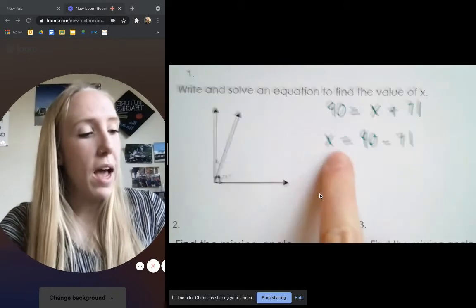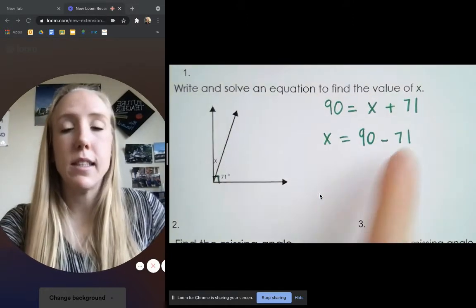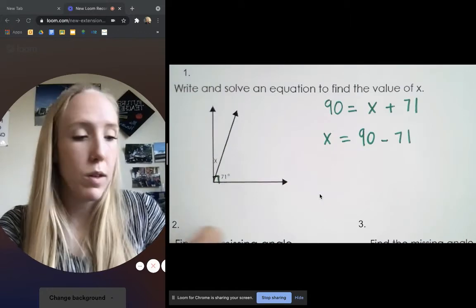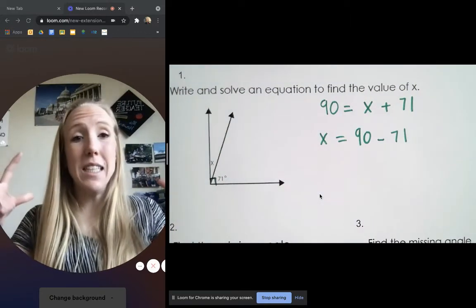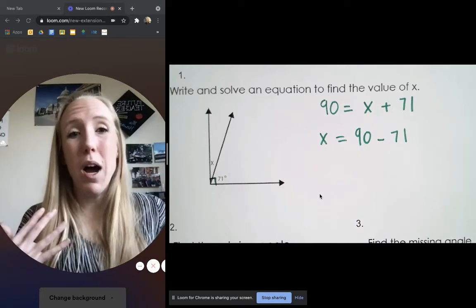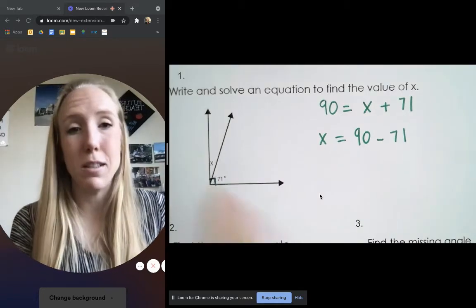Okay, so x equals 90 minus 71. To figure out that angle, we know the whole thing is 90. We take away 71 to figure out how much x has to be.